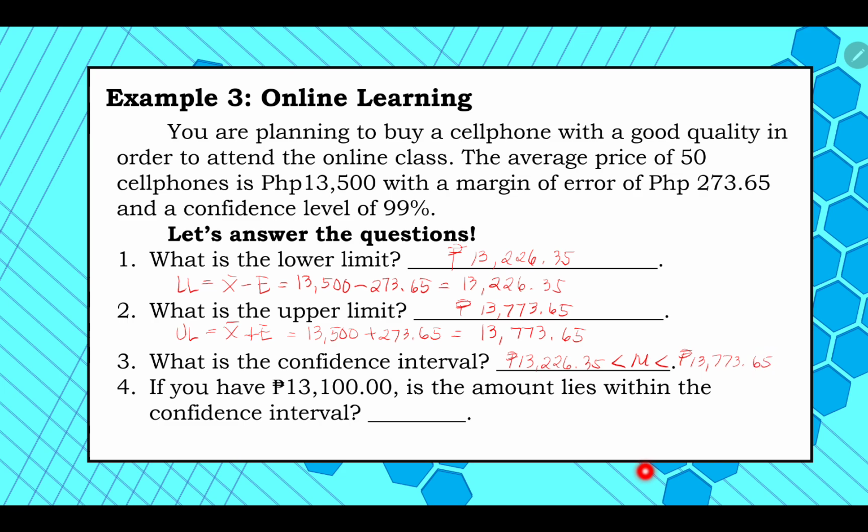For the follow-up question, if you have 13,100, does the amount lie within the confidence interval? So checking the confidence interval in number 3, the mean is between 13,226 pesos and 35 centavos and 13,773 pesos and 65 centavos. 13,100 is not within the confidence interval. So we will answer no.